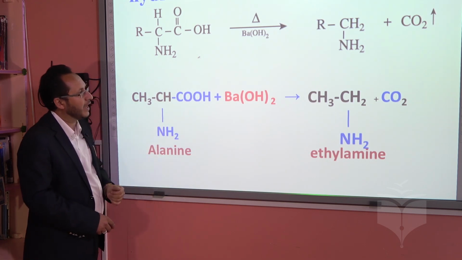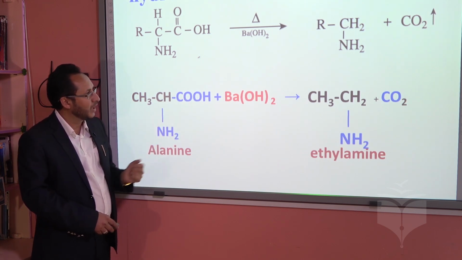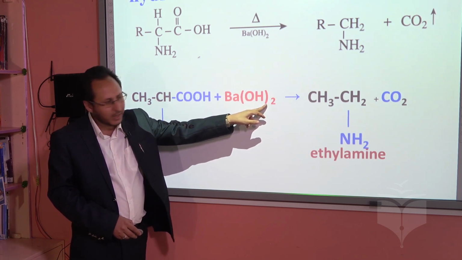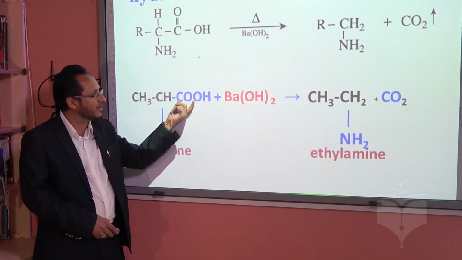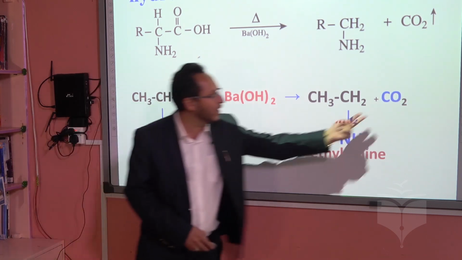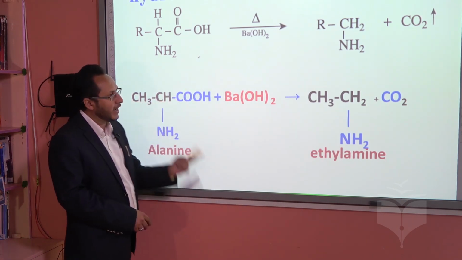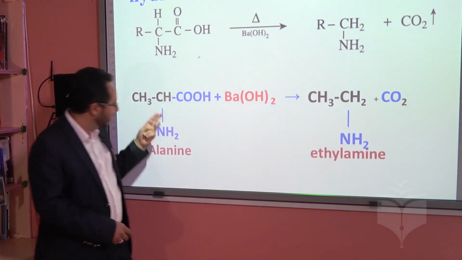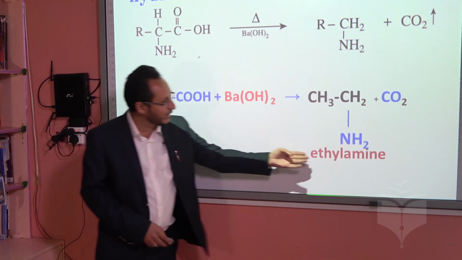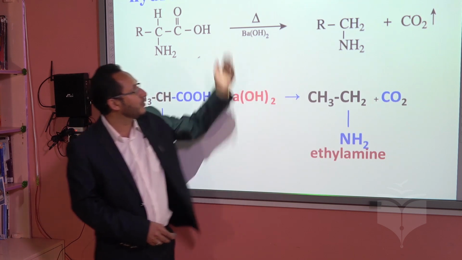This is an example for alanine. Here we have CH3, CH, COOH, NH2. When you find Ba(OH)2, just remove COO and write the rest of the compound. So I remove COO as CO2. Then what we have here is CH3CH2NH2. This one we call ethylamine, and this is one method of preparing amine from amino acid.